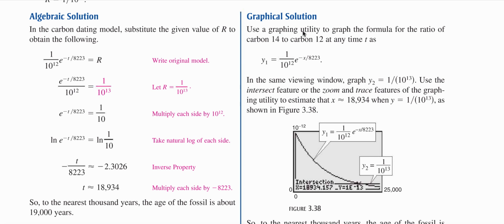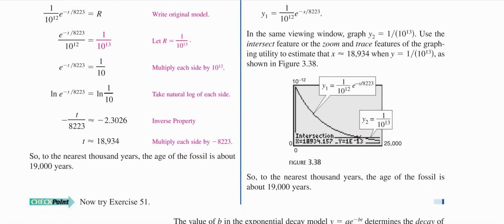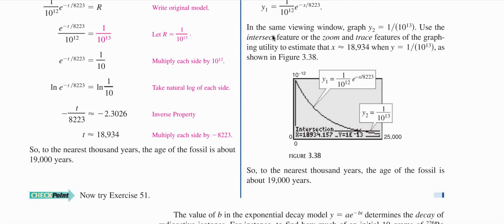Graphical solution. Using a graphing utility to graph the formula for the ratio of carbon-14 to carbon-12 at any time, we take the model as they gave it to us. We call this y1. But we also put a y2 into our calculators, which is simply the constant, 1 divided by 10 to the 13th. And we use the intersect feature in our calculator by going to second calc. When we find out when the two curves intersect, we get that x is approximately 18,934. So again, to the nearest 1,000 years, the age of the fossil is about 19,000 years old.